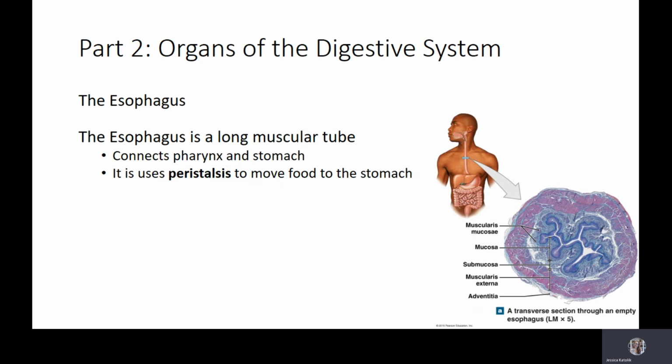The next structure that we're going to talk about is the esophagus. So essentially the esophagus is going to be a long muscular tube that is going to connect the pharynx and the stomach. And its major job is to do the peristalsis of food, or it will move food from the pharynx to the stomach using peristalsis. This peristalsis is going to be a rhythmic contraction of the esophagus that will eventually push the food to the stomach.